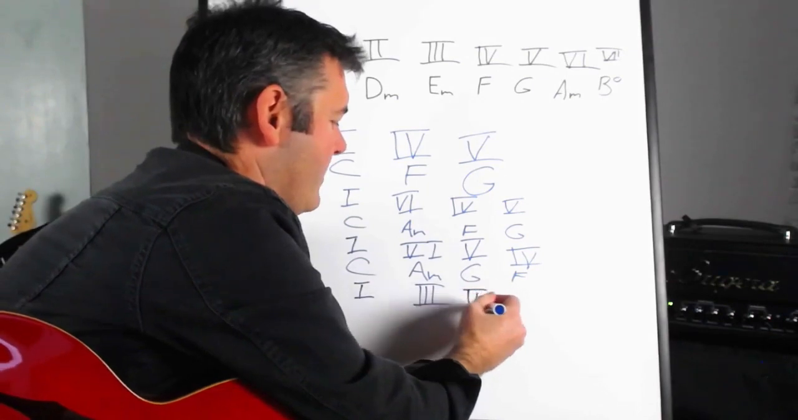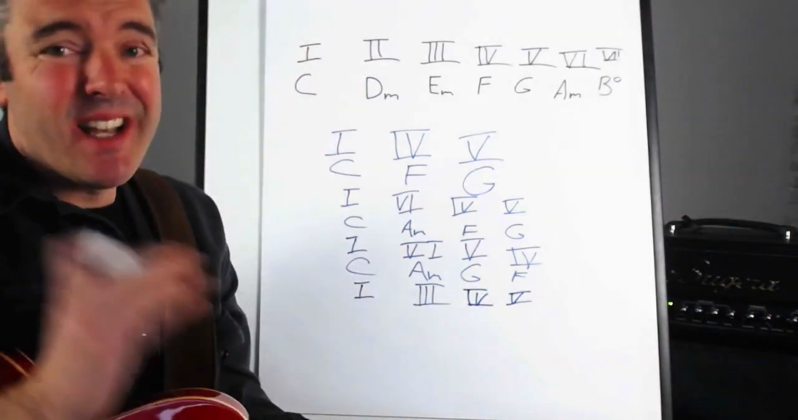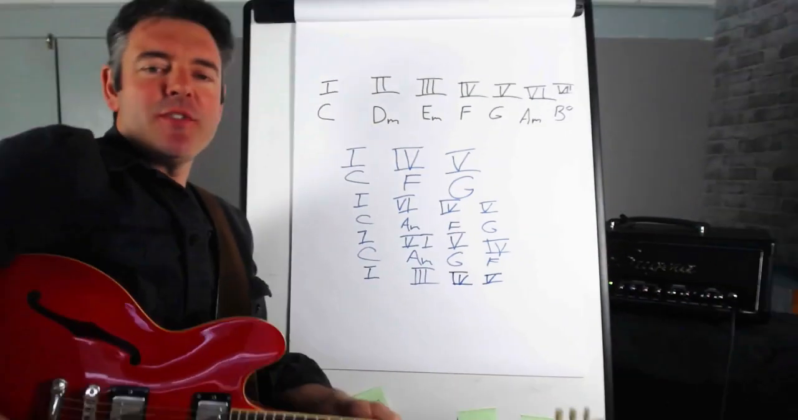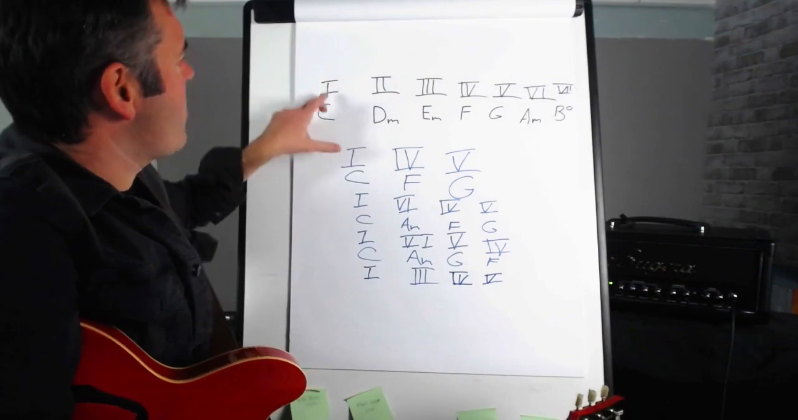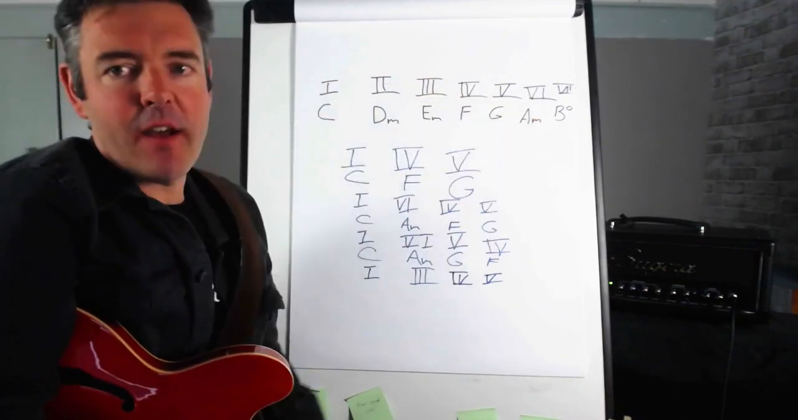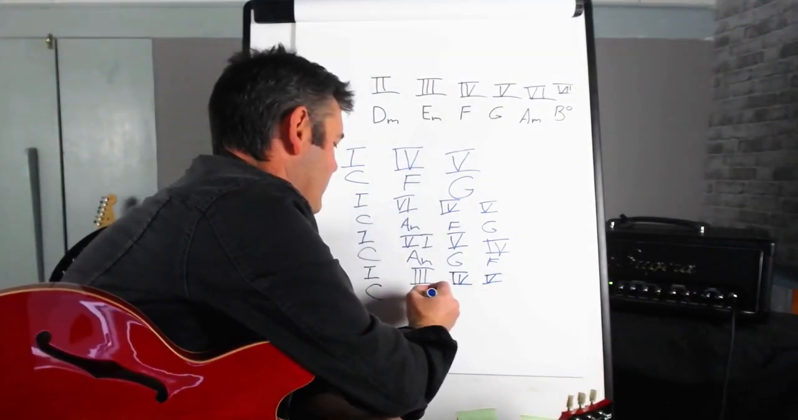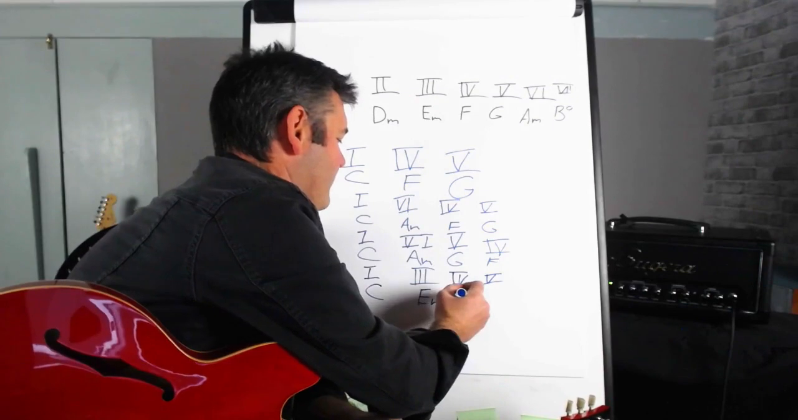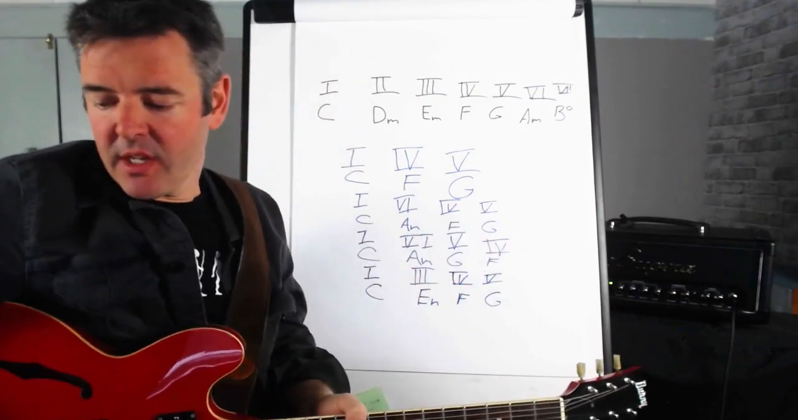4, and 5. And I'm sure by now you're seeing how this works and actually how simple it is once you understand a few basic things. So in the key of C, 1, 3, 4, and 5 will be 1 is C, 3 is E minor, 4 is F, and 5 is G. So our chords would be C, E minor, F, and G. So let's check that one out.